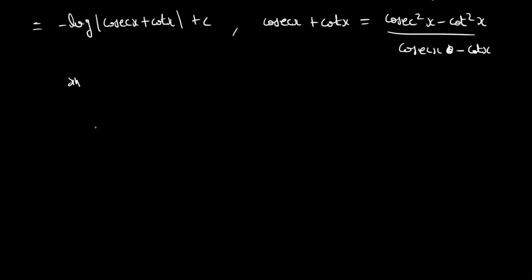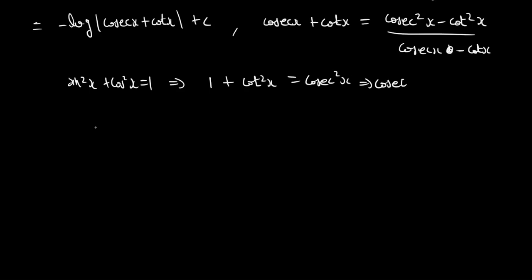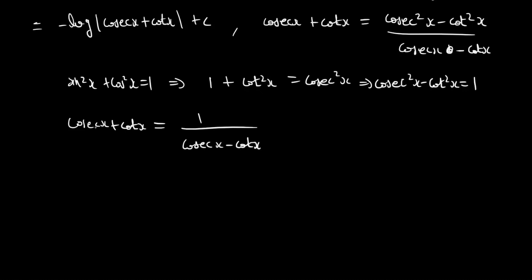Since we know sine square x plus cos square x equal to 1, this would imply if we divide these terms by sine square x, we will get 1 plus cos square x by sine square x, that is cot square x, equal to cosec square x. This will give cosec square x minus cot square x equal to 1. So cosec x plus cot x can be written as 1 by cosec x minus cot x.